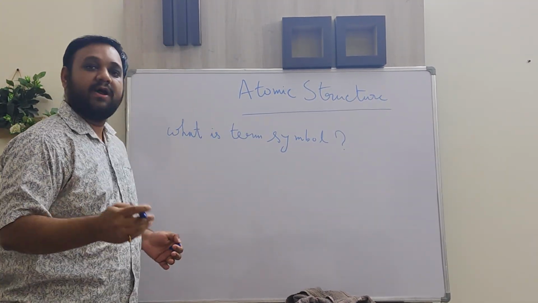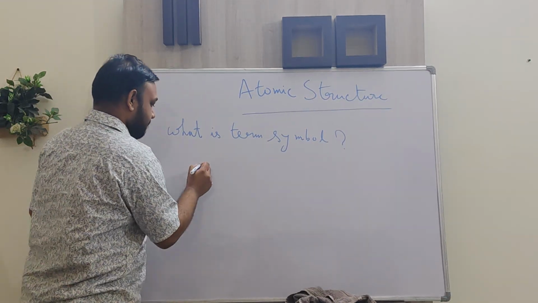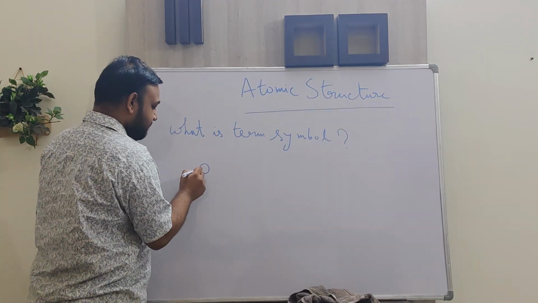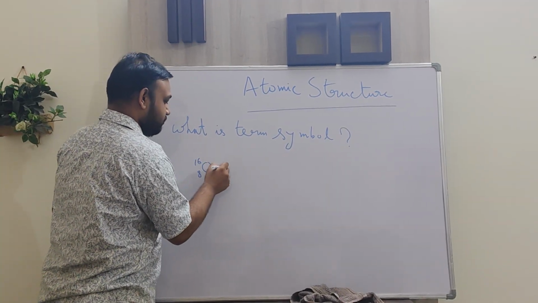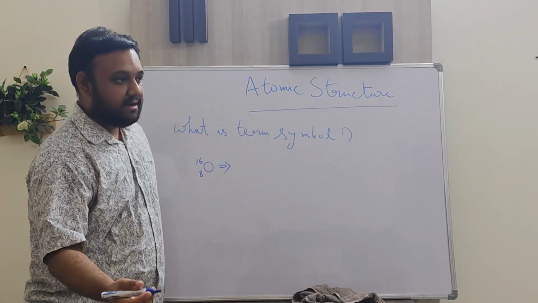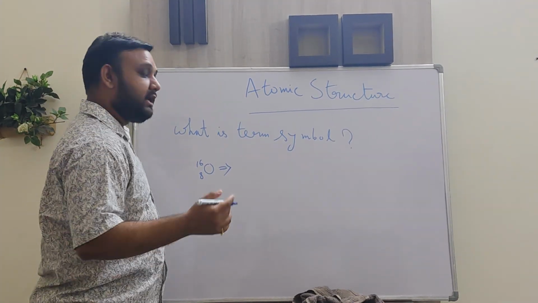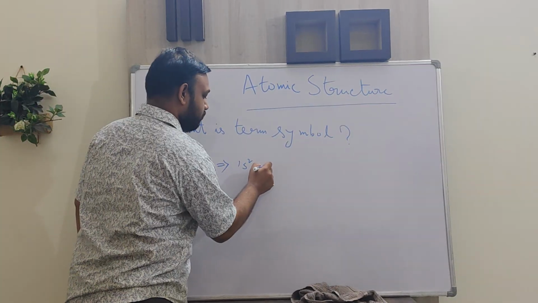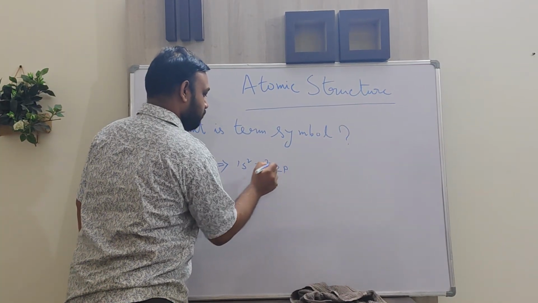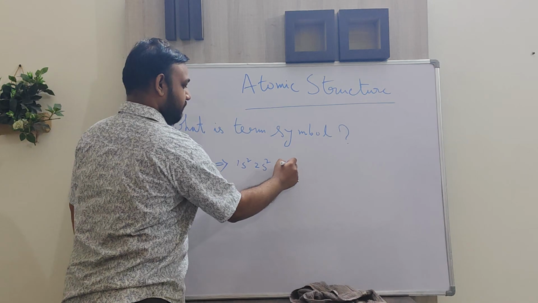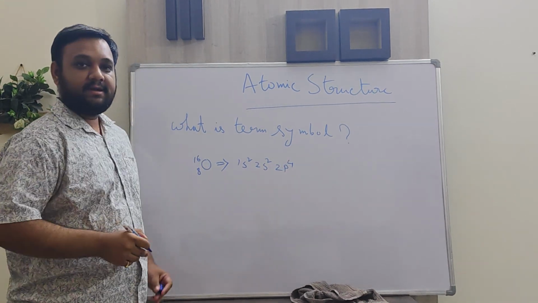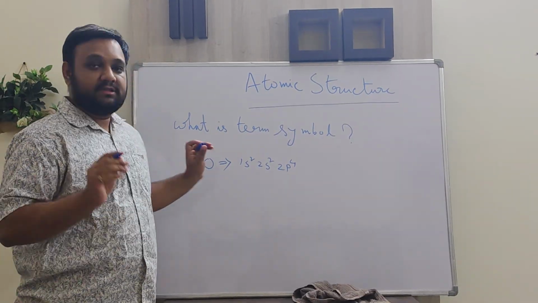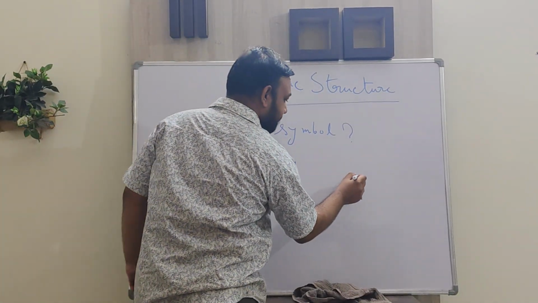Let's talk about one example like oxygen. Oxygen, how many electrons are there? Oxygen is 8, 16. So we have already learned in quantum mechanical model, electronic configuration of oxygen will be 1s2, 2s2, 2p4, right? So according to this electronic configuration, the electrons will be distributed in oxygen.